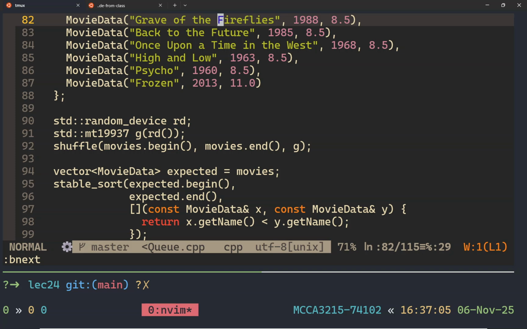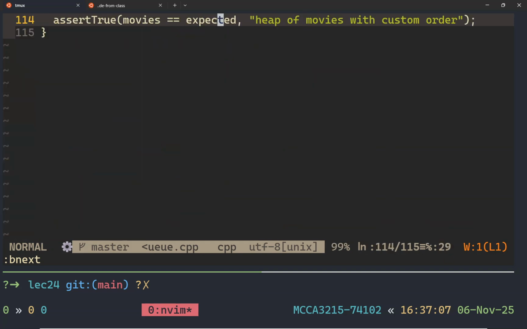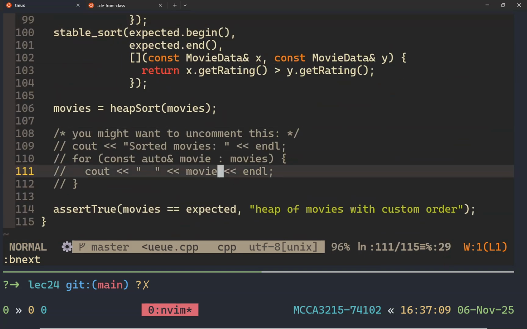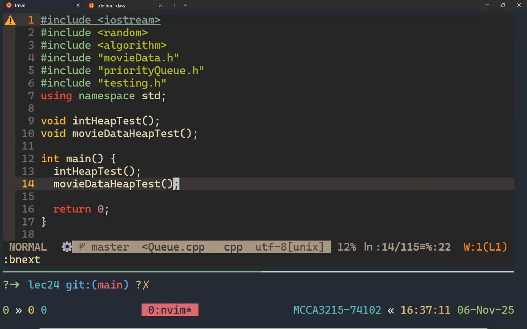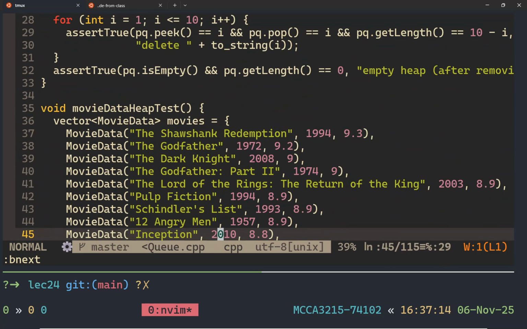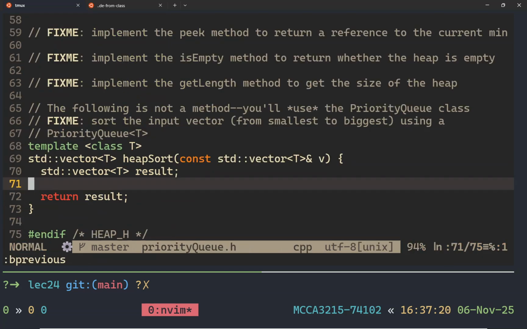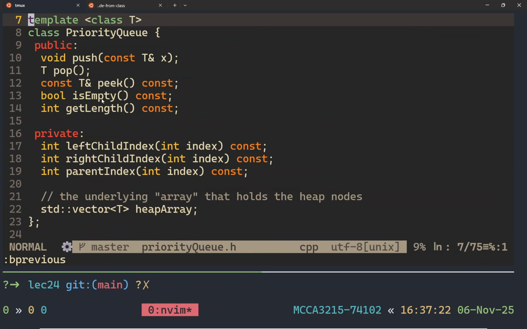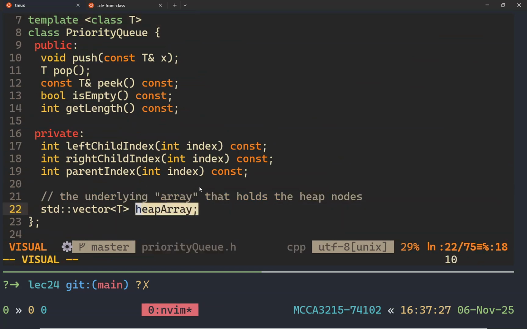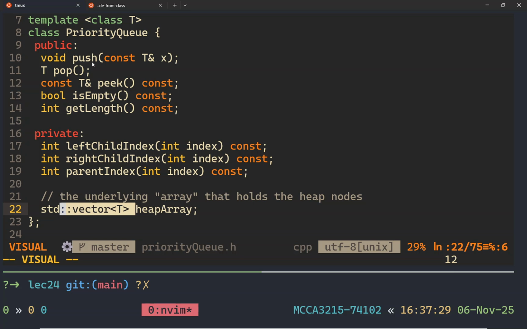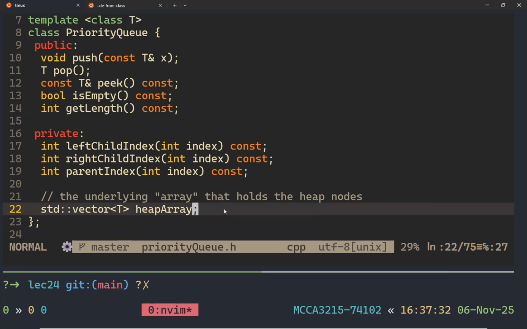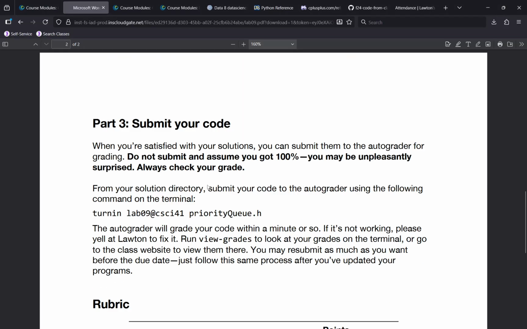So that one is just doing some tests and making sure that you can push and pop and it's getting the movies in the right order. So I think that's all that I wanted to say. You don't have to write any tests, just get mine to pass. Like the int one, in theory, once you get that to pass, the movie one should just come for free. But you're implementing the priority queue class and the heap sort function. You're using this underlying heap array that is just a vector of the kinds of things you're putting into your priority queue. Secretly heap.